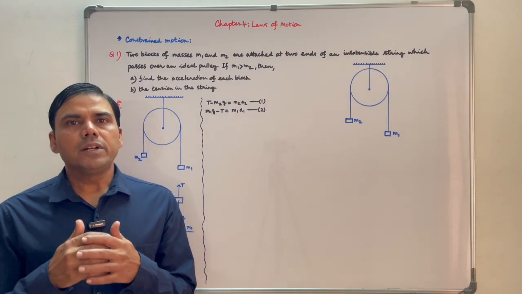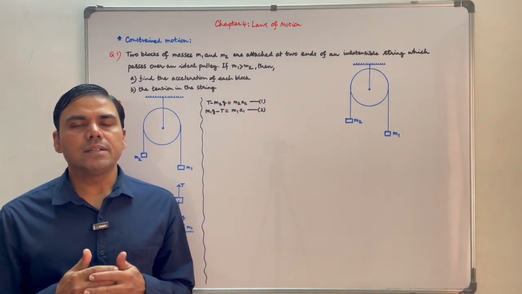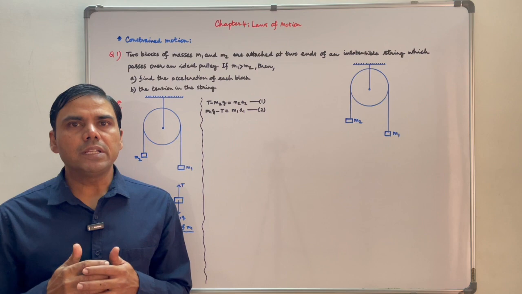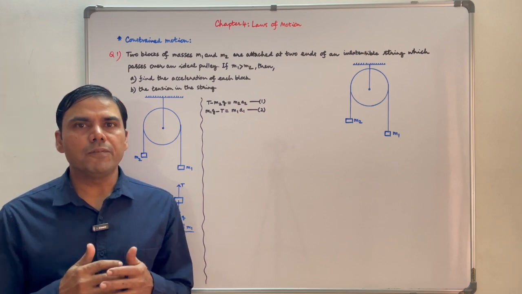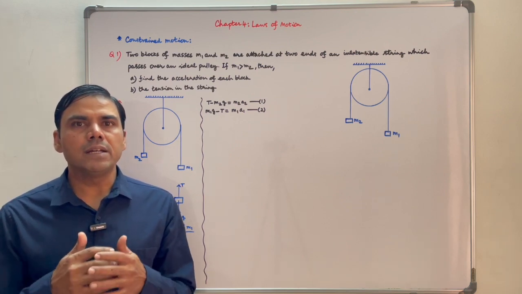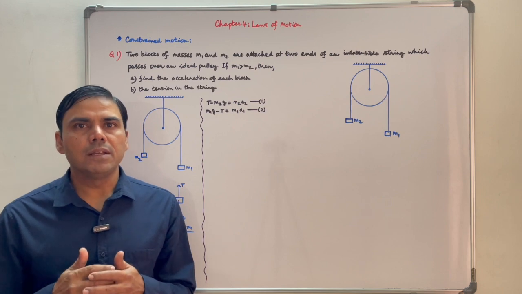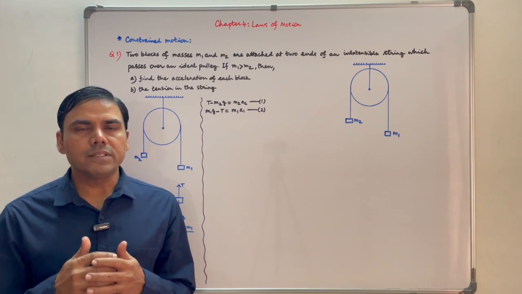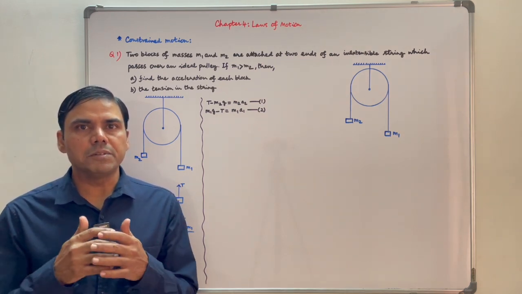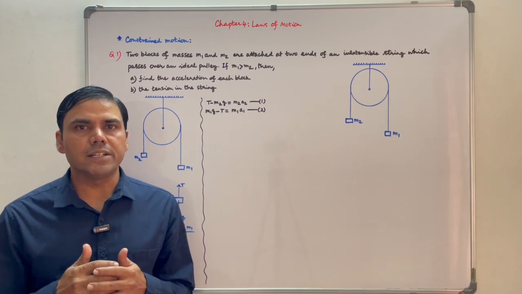Hello children, now let us understand constrained motion. Sometimes while solving the equations of motion, the number of variables is one more than the number of equations available. In those cases, in all certainty, we are missing that one equation known as the constraint relation.